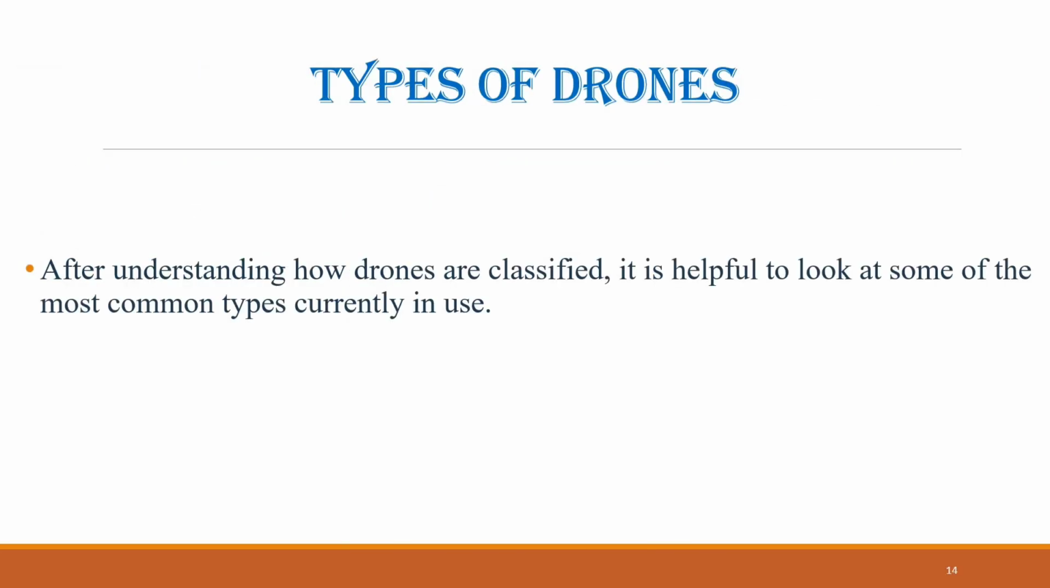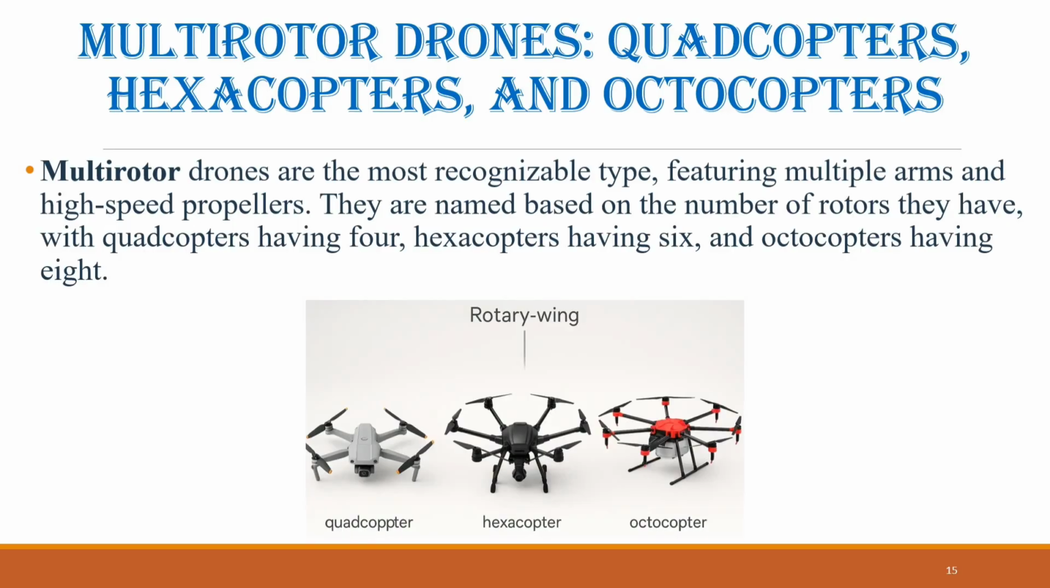Types of drones. After understanding how drones are classified, it is helpful to look at some of the most common types currently in use. Multirotor drones, quadcopters, hexacopters, and octocopters. Multirotor drones are the most recognizable type, featuring multiple arms and high-speed propellers. They are named based on the number of rotors they have, with quadcopters having 4, hexacopters having 6, and octocopters having 8.